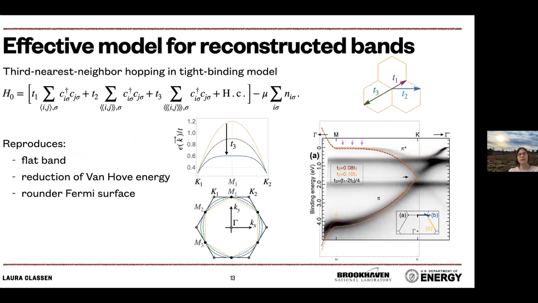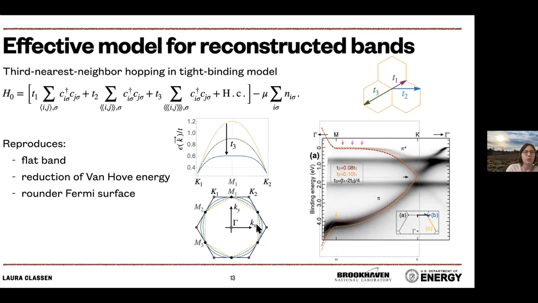Now to investigate this situation, we have set up basically a very minimal model to reproduce these effects, the band restructuring, and you can do that if you include up to a third nearest neighbor hopping in your tight binding model. And then by tuning this t3, the third nearest neighbor hopping, you can reproduce the three effects I just mentioned: the reduction of the Van Hove energy, the band flattening, and let me just say here, this is not a fit, I just overlaid by eye our model dispersion over the ARPES band structure. And then we also get this rounder Fermi surface.